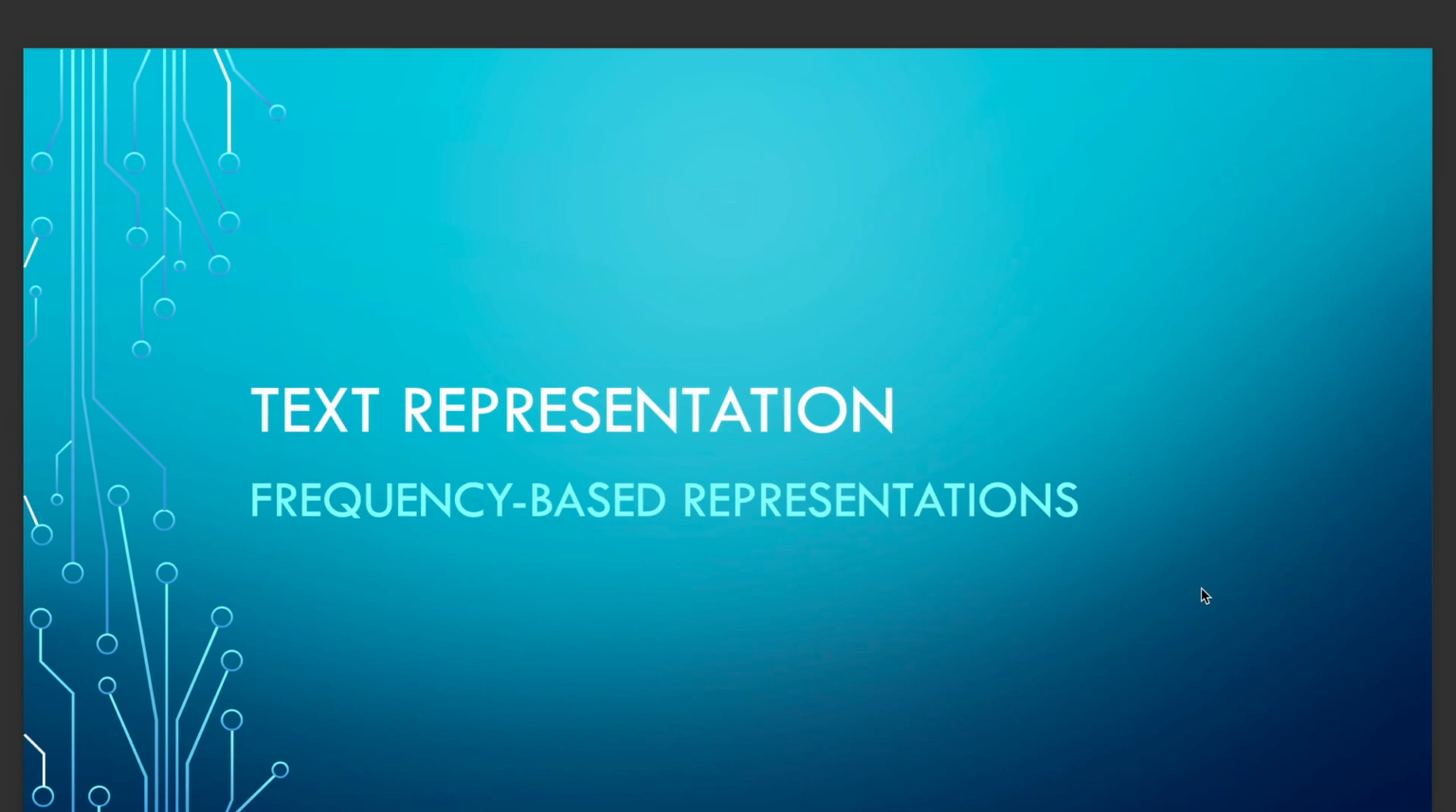So, text is converted to numerical form, and we'll look into the ways in which we can convert the text into numerical form. There are various techniques. The first one is the frequency-based representations. Frequency means the count of each of the tokens. So we count the tokens, and based on the count of the tokens, we convert the text into numerical form. In frequency-based representations, we have a few techniques. Let's look into each of them.